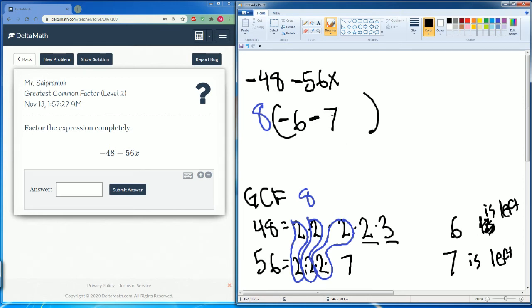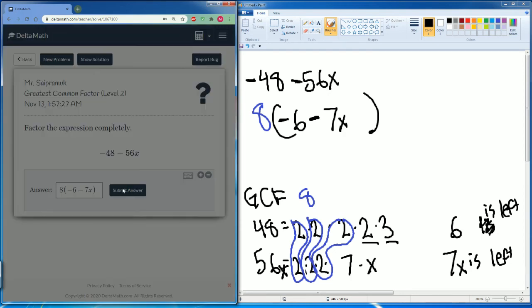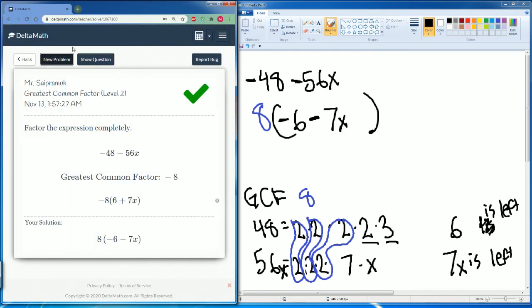All right. Oh, haha. We forgot the x here. There was an x here. Okay, so it was 7x. So 7x. Right? We just forgot to write the x there. All right, so it is 8 parentheses minus 6 minus 7x. Close the parentheses. All right, good.